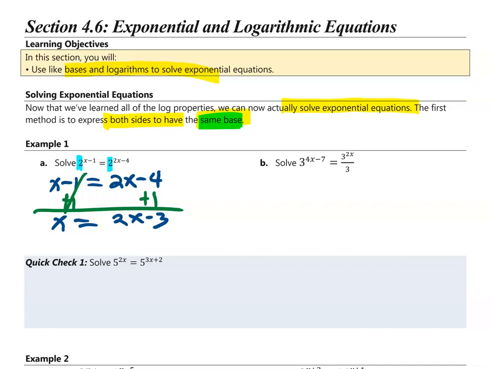And then if we subtract 2x from both sides, that is x minus 2x is negative x equals negative 3. So yes, x is equal to 3.